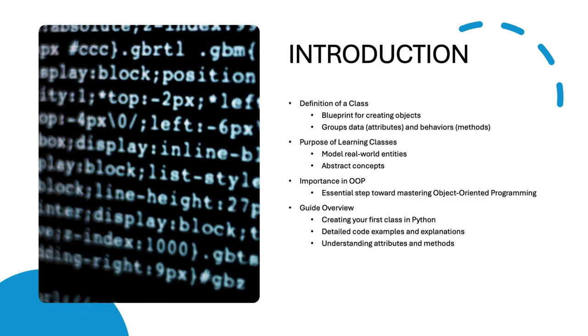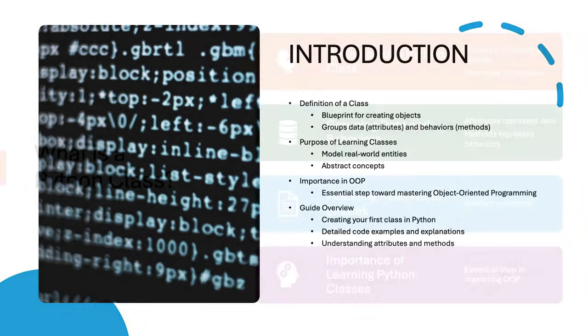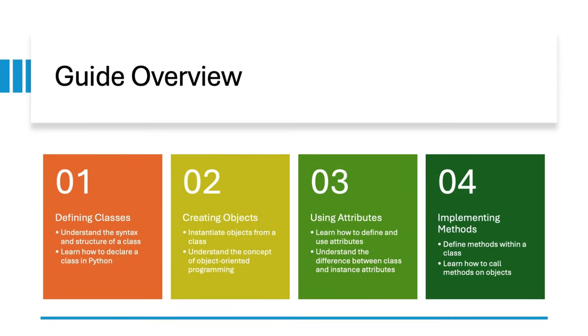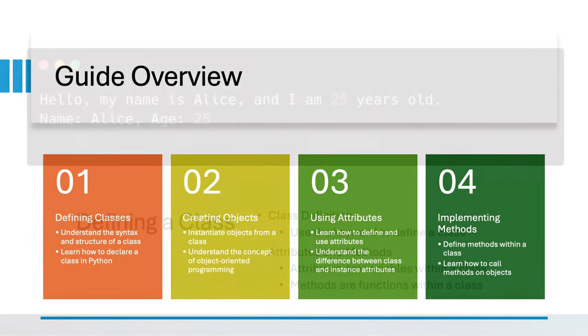You'll learn to define classes, create objects, and use attributes and methods. This is a crucial step in mastering object-oriented programming. A Python class acts as a blueprint for creating objects, grouping data and behaviors to model real-world entities. Learning to build your first Python class is crucial for mastering object-oriented programming. This guide will help you create your first class in Python. You'll learn how to define classes, create objects, and effectively use attributes and methods with detailed code examples.